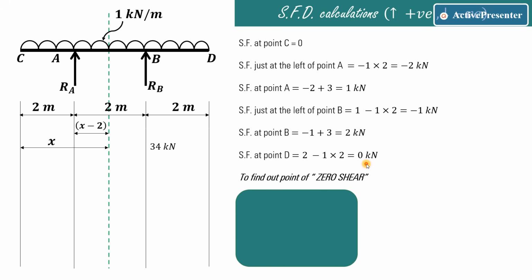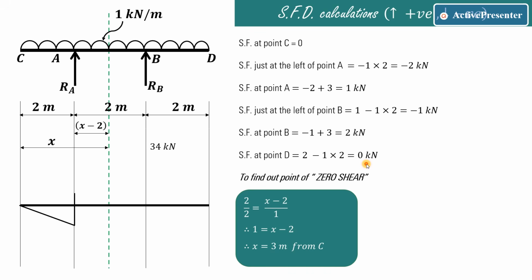First we'll draw the shear force diagram over here, and then we'll see how to find the point of zero shear. First we'll draw the baseline, then at point C it is 0, then minus 2, then 1, then minus 1, then 2, and then 0. So you can see at point C it is 0, then minus 2, then 1, minus 1, then 2, and then 0. So this is the point of zero shear.